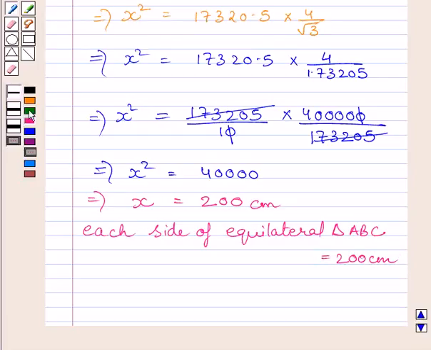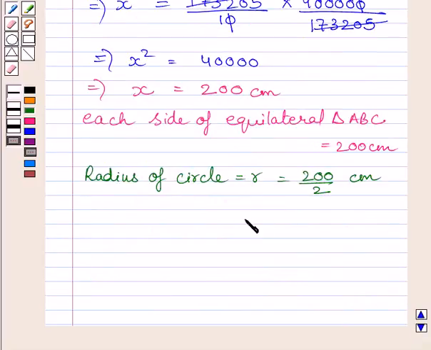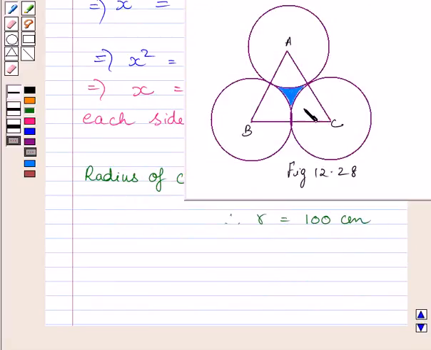Now we know radius of each circle is equal to half the length of the side of the equilateral triangle ABC. So we get radius of circle, that is R, is equal to 200 upon 2 centimeters, which is further equal to 100 centimeters. Now we have to find area of these three sectors. We know radius of the circle is equal to 100 centimeters. Now we will find out angle of the sectors.